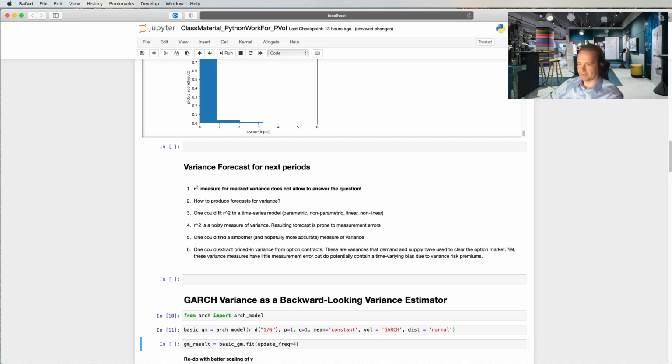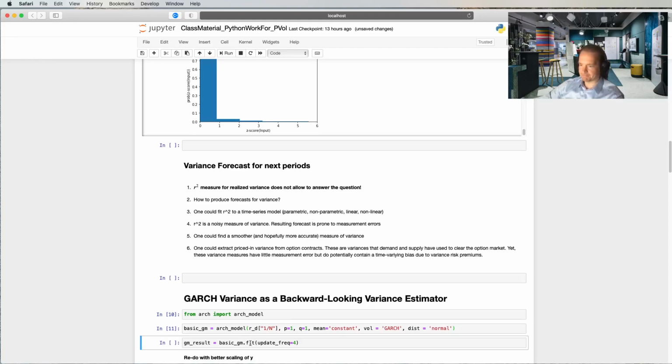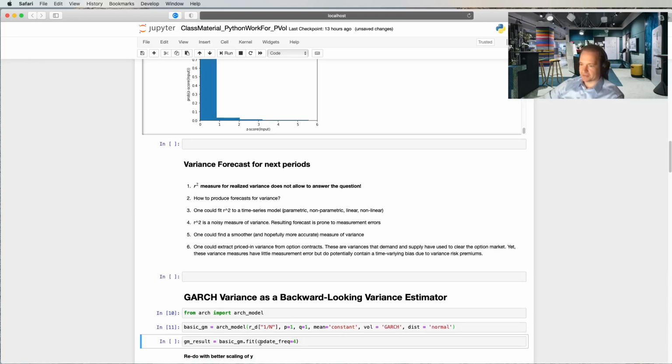Next thing I want to do, I have this GARCH model object. Now I want to fit the GARCH model object. And I just say the update frequency for display shall be 4. I haven't checked what that really means, so that's our homework. I forgot, but you will see there's output coming up. So let's do the fitting, and that will be our GM result.